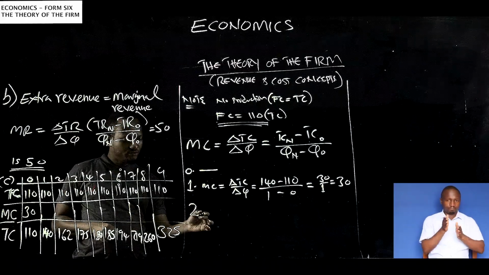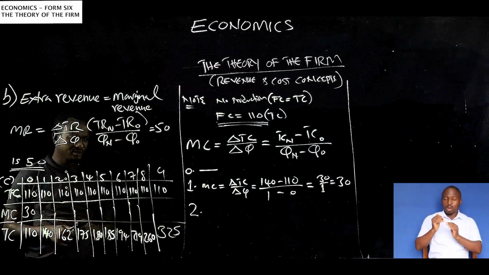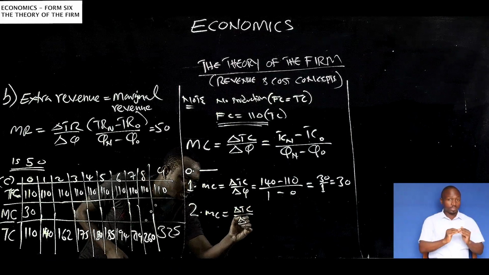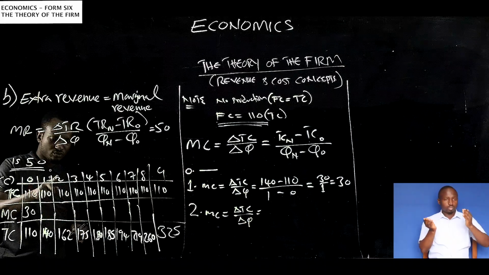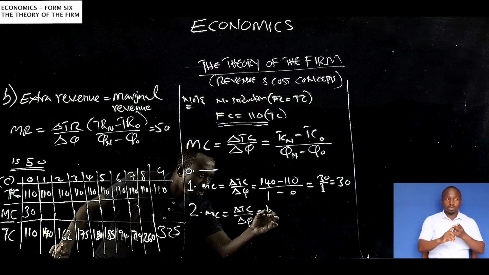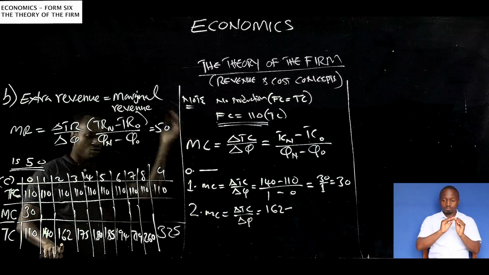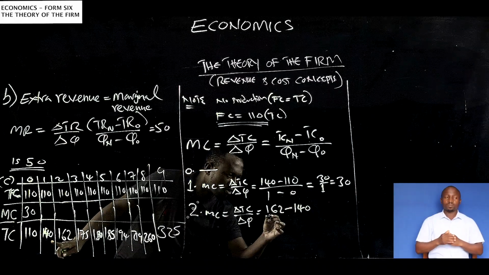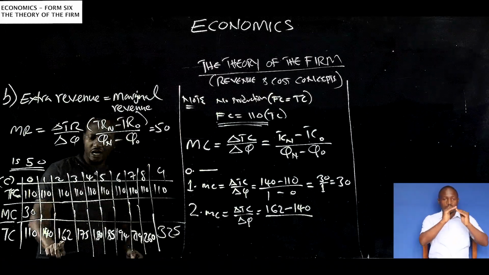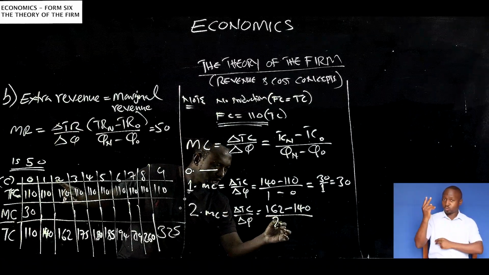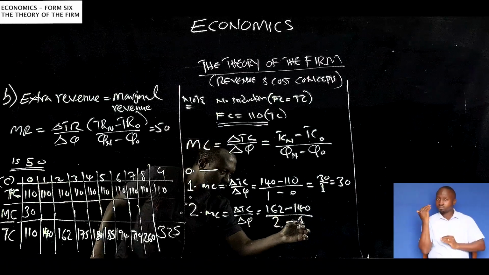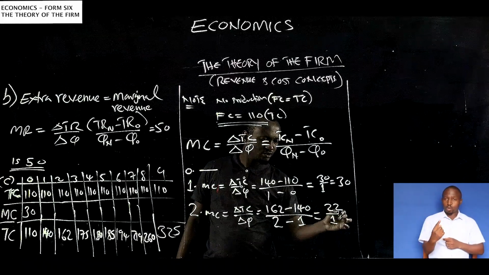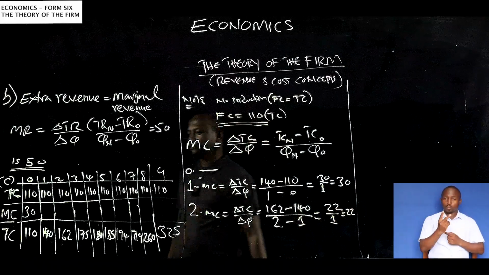And at 2 output level, we have to do the same. Marginal cost, we take change in total cost over change in output. Now at 2, total cost is 162 minus the previous, which is 140, over change in output, 2 minus previous, which was 1. So here we get 22 over 1. Marginal cost is 22.